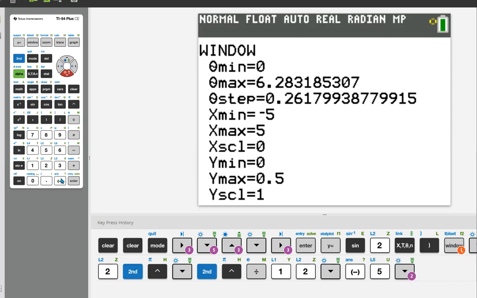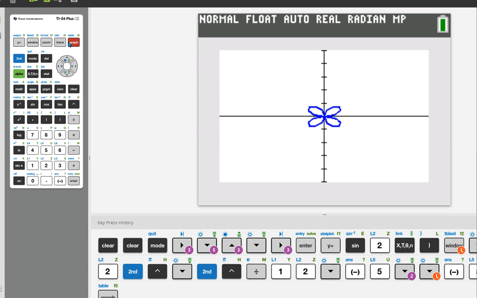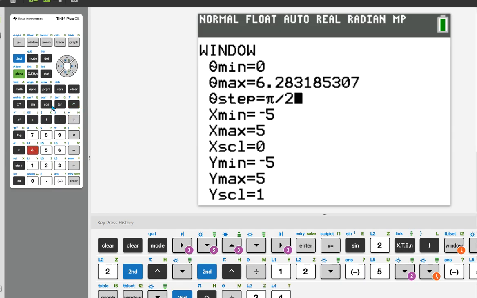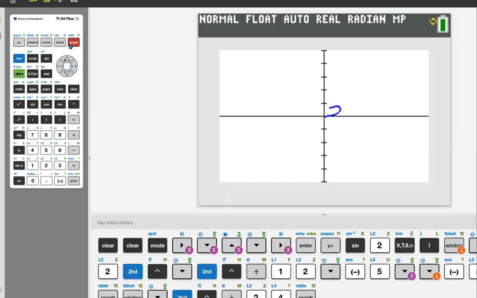And then minimum -5 and a +5. Okay, so now we're gonna hit graph and watch what it does. Oh, that was fast. So what we can do if we want to slow that down is go back to window and go down to your T-step so it'll graph slower. So we can hit pi maybe and divide it by, I don't know, let's do 24, and then hit graph and it'll go a little slower so you can see that.